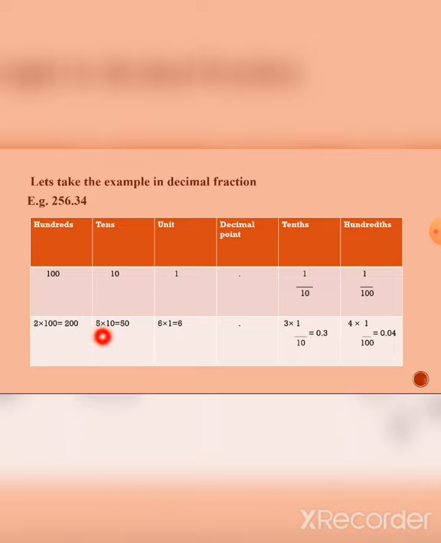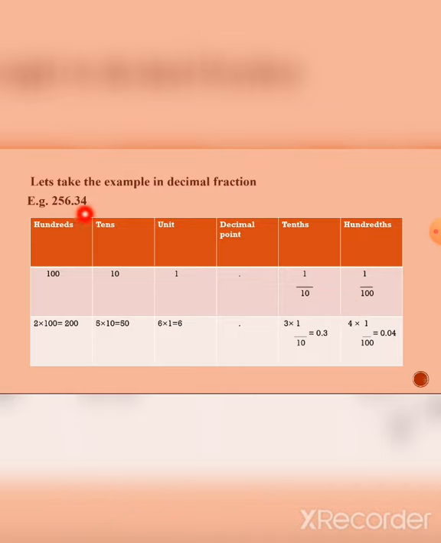Then 5 is at which place? Tens place. So we will multiply 5 by 10. So your answer comes as 50. Then 6 is at which place? Unit place. So we'll multiply 6 by 1. Your answer comes as 6. Then the decimal point is there. After the decimal point, which number is there? 3. Then that is at which place? Tenths place. Now at the tenths place, we always multiply the number by 1 upon 10. So we'll multiply 3 by 1 upon 10. Your answer comes as 0.3.